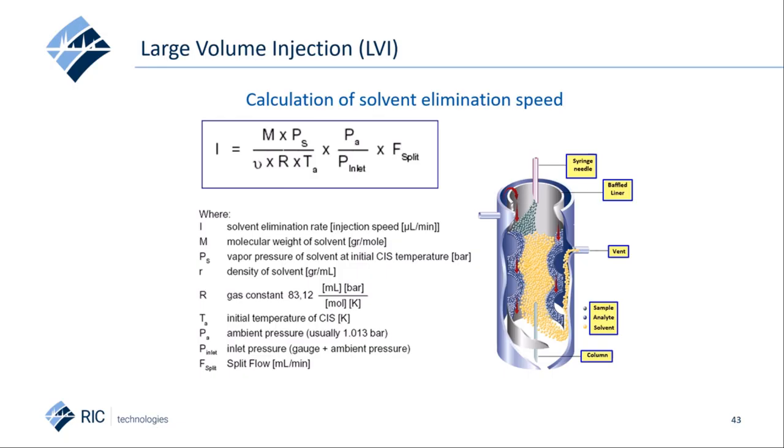We come back to our good GC injection, which is an injection without alteration of the sample injected, so also without any discrimination. The formula here describes the solvent elimination speed and thus the injection speed we can handle in order to get a sufficient venting of our solvent.